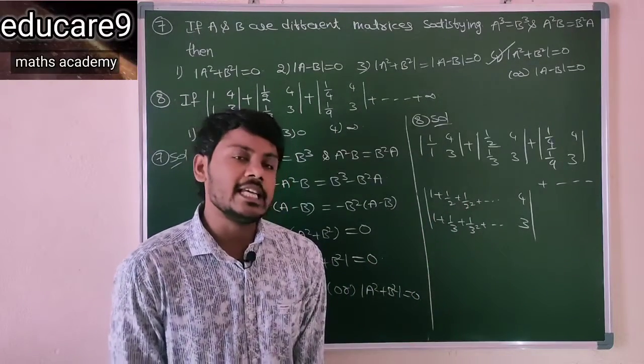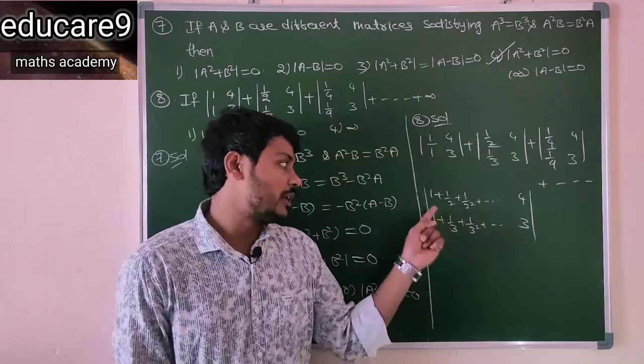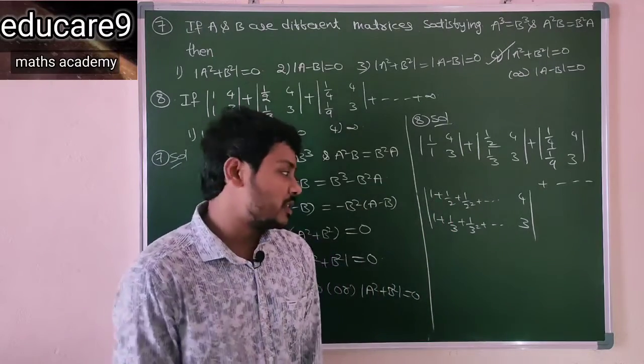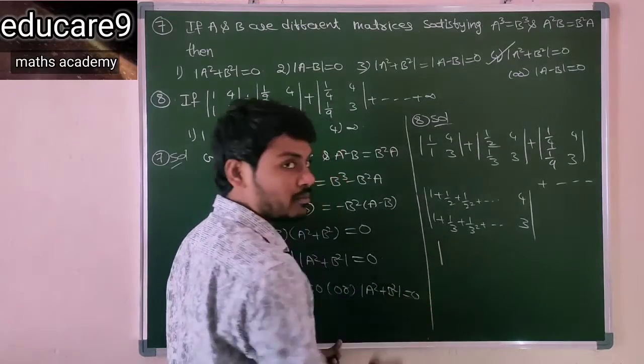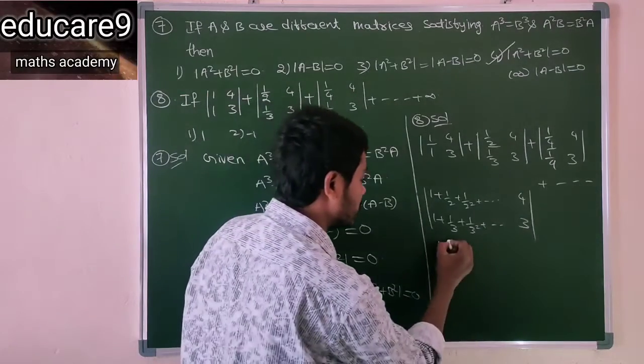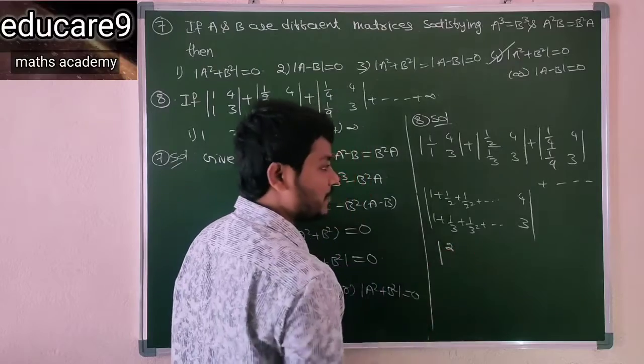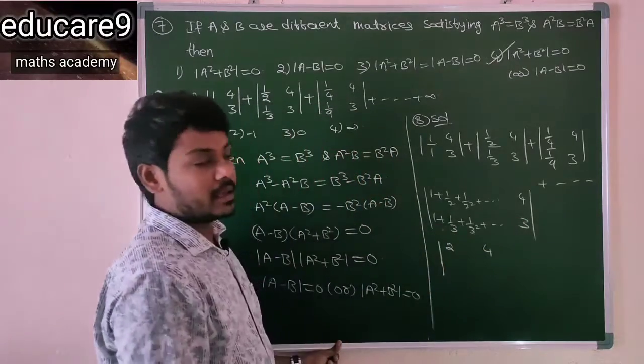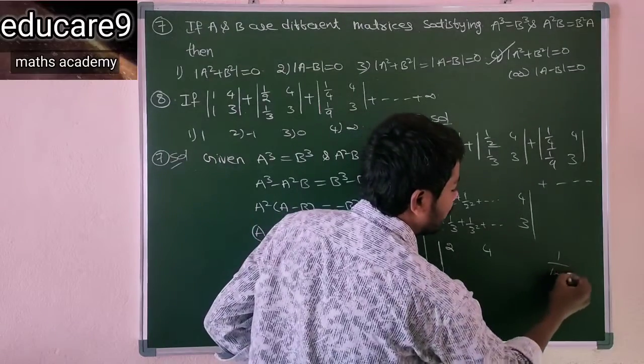So clearly here the sum of the infinite terms is in GP. The formula is a by 1 minus r. Here a equals 1 and the common ratio is 1/2. So that is 1 by 1 minus 1/2, that is 2. Next here 4, and here 1 by 1 minus 1/3.